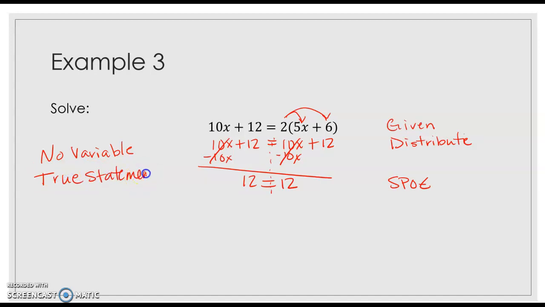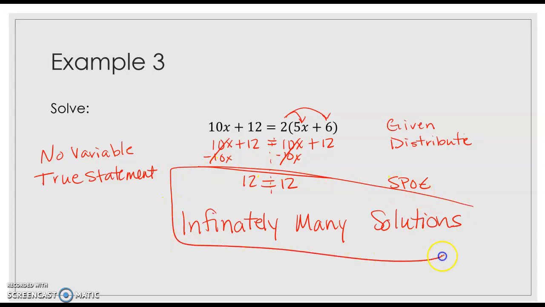And if you're like, well, what do you mean by it's a true statement? In this case, 12 equals 12, right? So since 12 equals 12, and there's no variable, then our answer is infinite. And Mrs. Cartwright, as you guys will get to know, struggles with spelling. Infinitely many solutions.